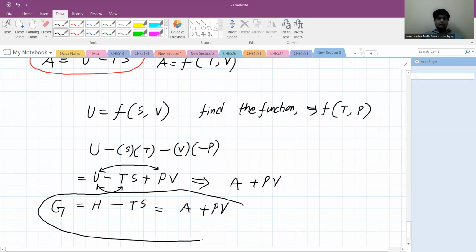So this is how you construct a state function using Legendre transformation.